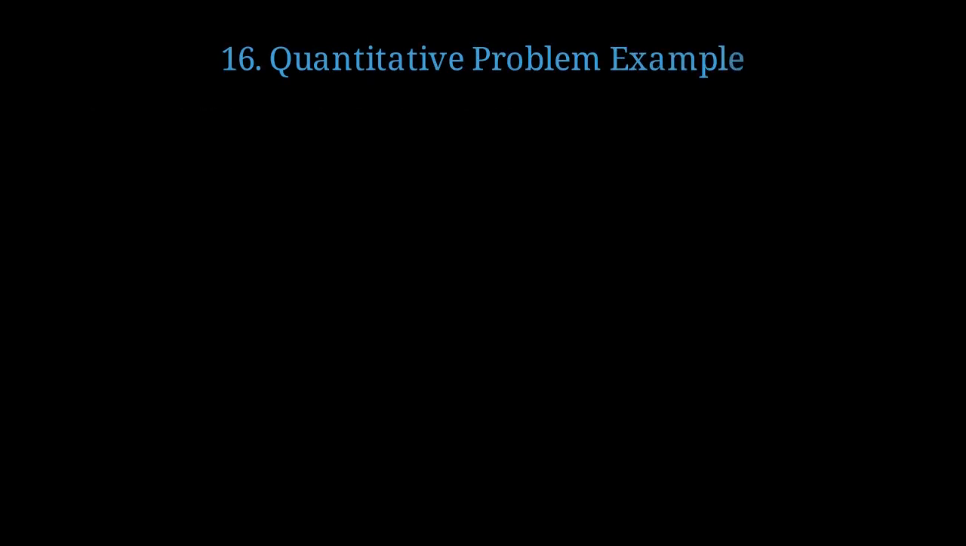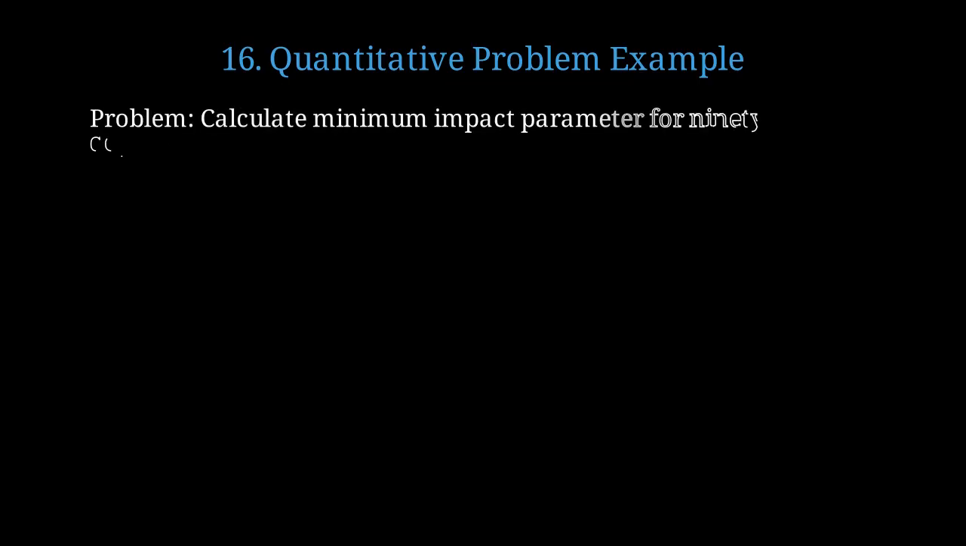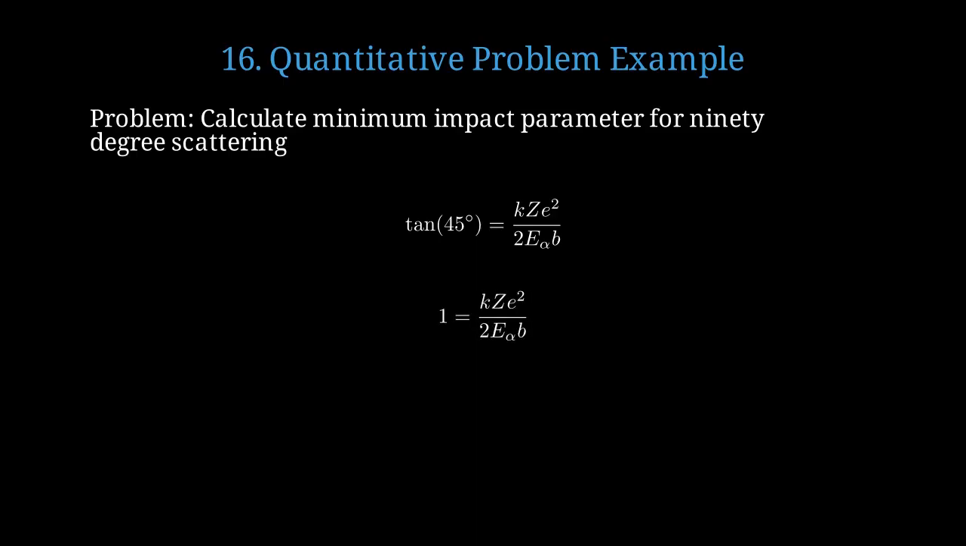Let's work through a quantitative problem to solidify our understanding. Problem: calculate the minimum impact parameter that will cause a 5 mega-electron-volt alpha particle to scatter at 90 degrees from a gold nucleus. Using our formula, tangent of 45 degrees equals kZe squared divided by 2E alpha b. Since tangent of 45 degrees equals 1, we have 1 equals kZe squared divided by 2E alpha b. Solving for b equals kZe squared divided by 2E alpha.